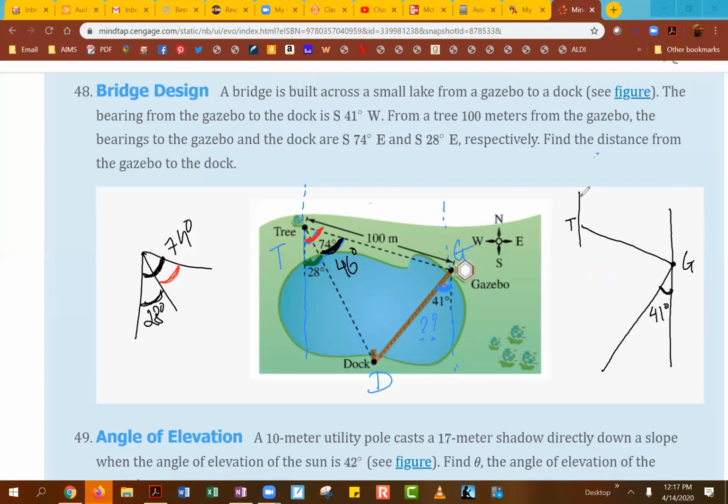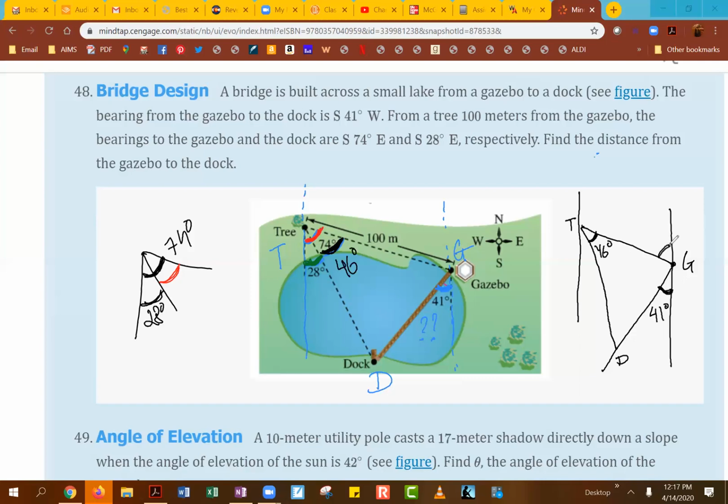I have another vertical line from the tree going here, and we are saying this angle to the dock is 46 degrees. So if this angle here is 41, this angle here is 46, anything ringing a bell in terms of geometry? The top on the other side. Should the top on the other side be 46 degrees as well then?